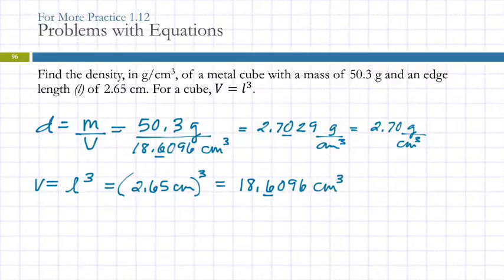What metal do you think that cube is made out of? What was the metal in the previous problem? Aluminum. Aluminum has a density of 2.70 grams per cubic centimeter. The density is actually a fairly good way of identifying pure elements. Any questions?